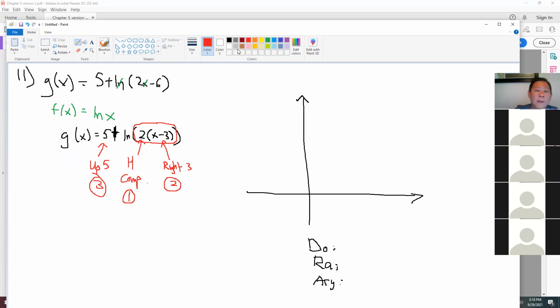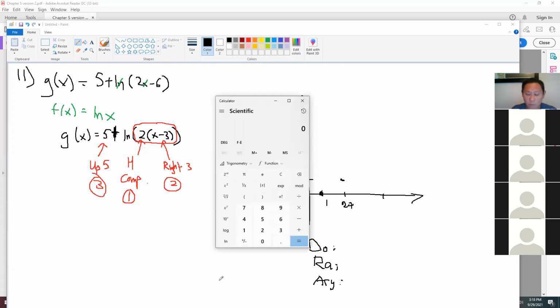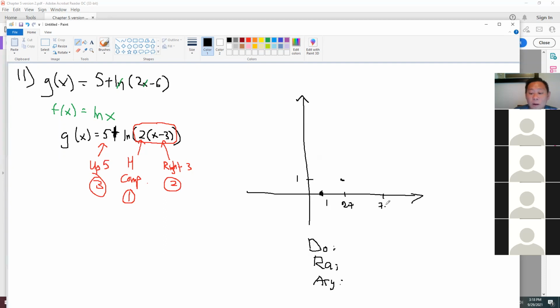So ln x is your basic graph. ln x always intercepts at (1, 0) here. The next one is going to be e. e in this case is 2.7 something, and you will get 1. If you want to continue doing this, the next one is e squared. Where is e squared? e squared is around 7.4. This is e squared, and you will get 2. So this is your basic ln graph.